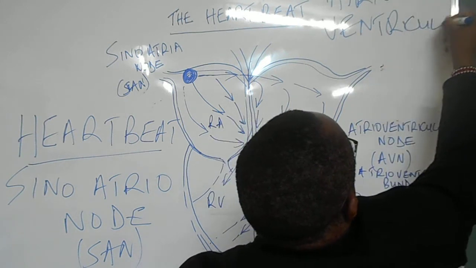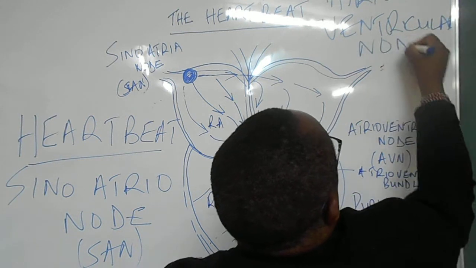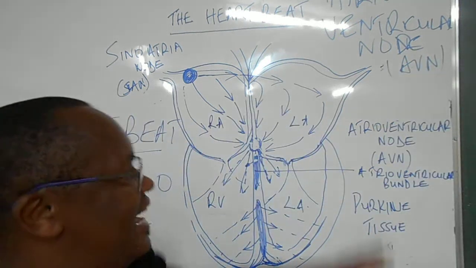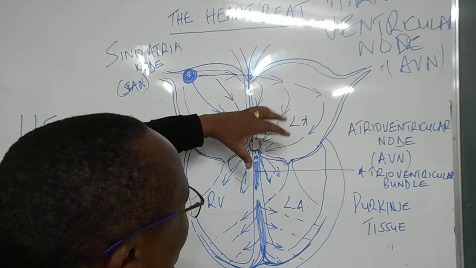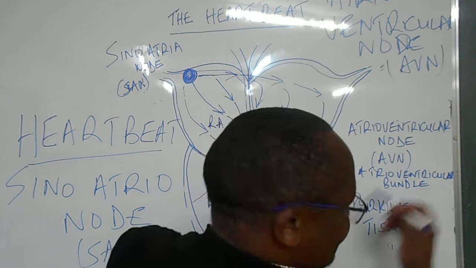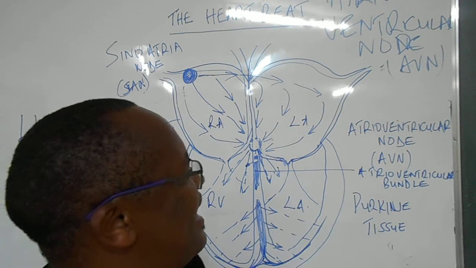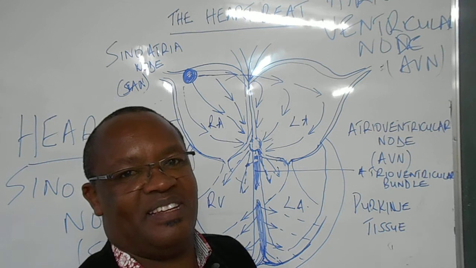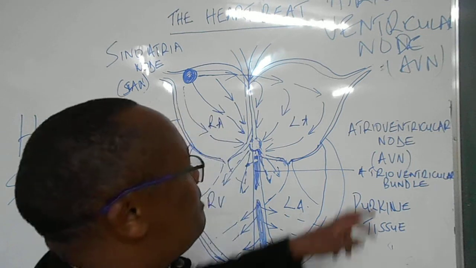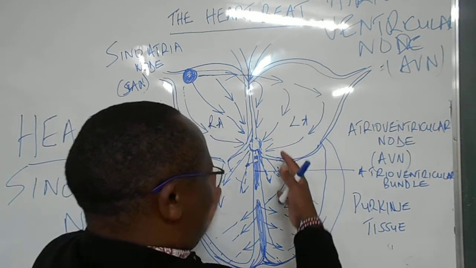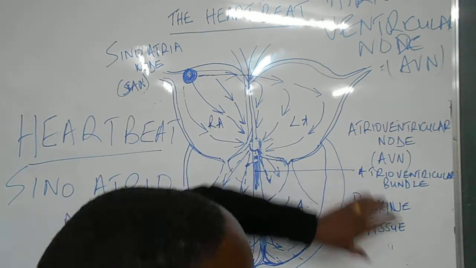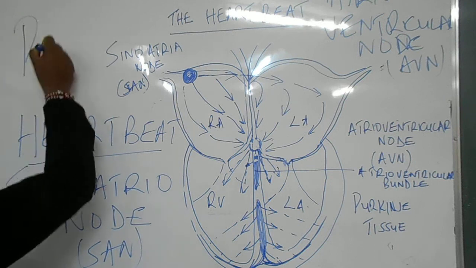Then the waves converge at another specialized tissue known as the atrioventricular node, AVN. The atrioventricular node picks the wave of excitation and spreads it further down. And it is picked again by another specialized tissue known as the atrioventricular bundle, which is also known as the bundle of His. It picks the wave of excitation and spreads it further down to another specialized tissue known as Purkinje tissue.